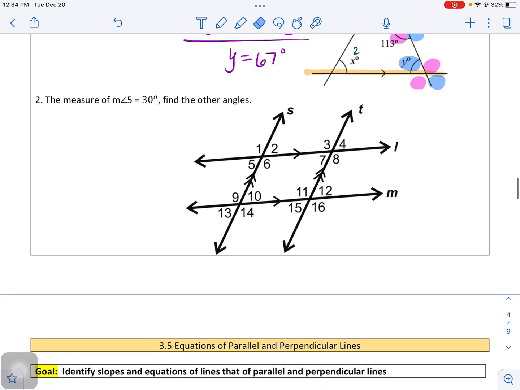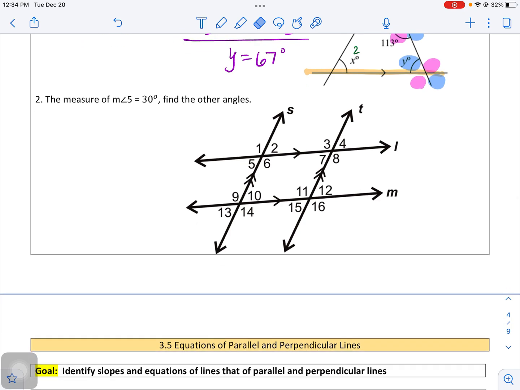All right, let's try our next one. It says the measure of angle 5 is 30 degrees. Angle 5 is 30, so here's angle 5. And I notice a couple things. I notice this line and this line have these little double arrows right here. Double arrows mean these two lines are parallel. I also notice this line L and this line M have a single arrow. That means these two lines are parallel.